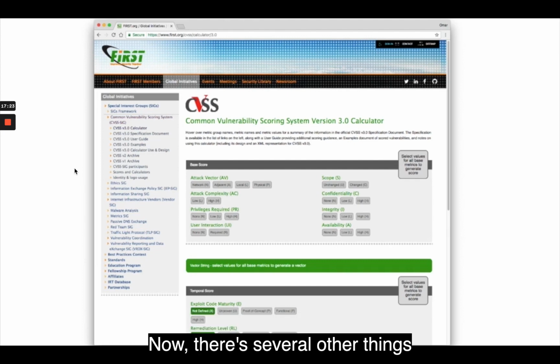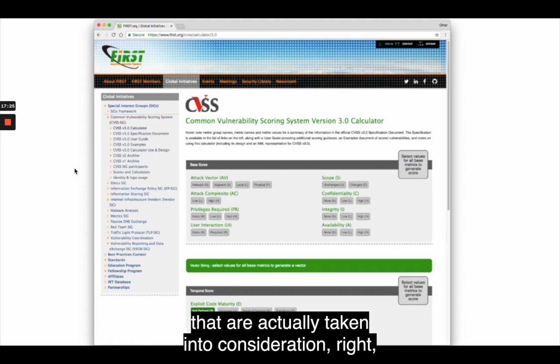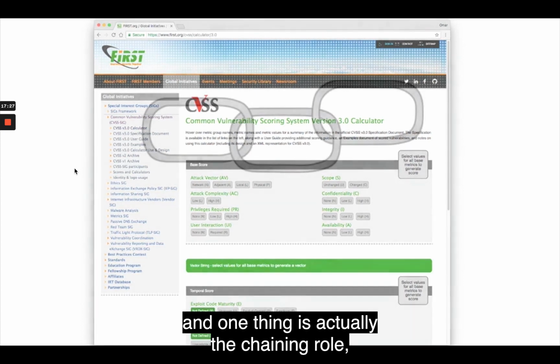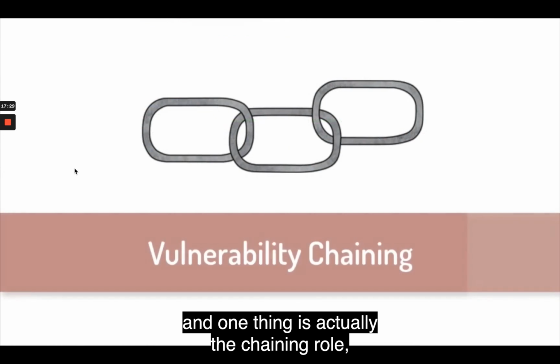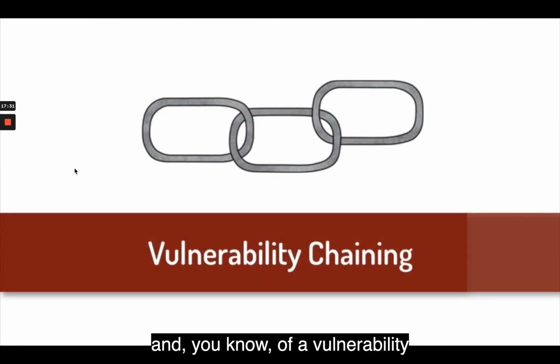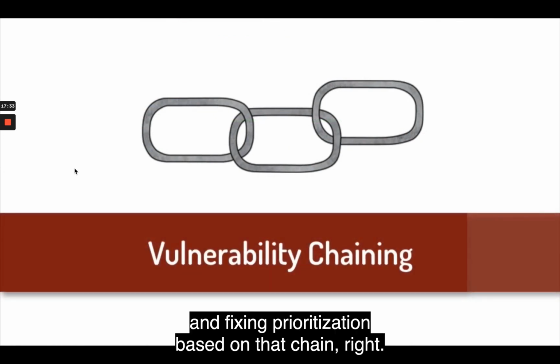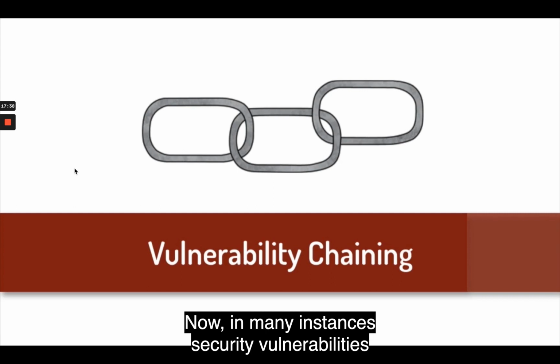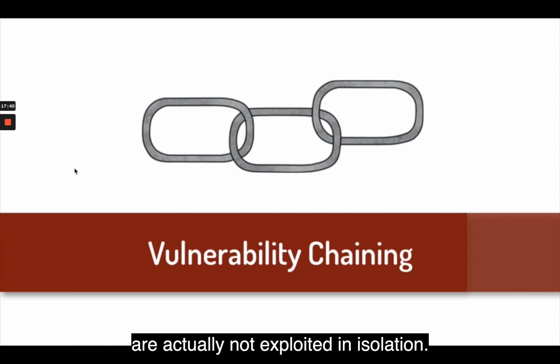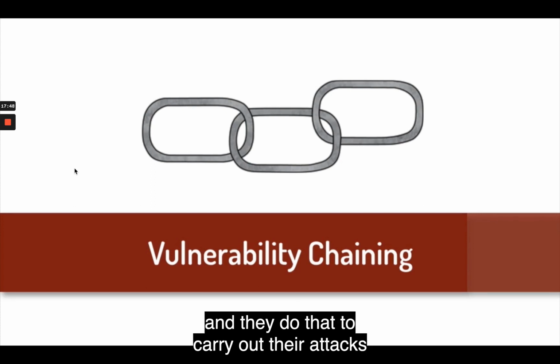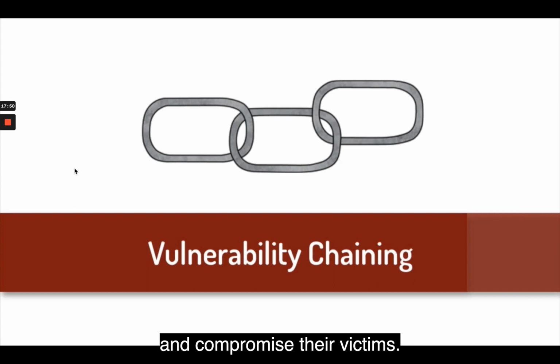Now, there are several other things that are taken into consideration, right? One thing is the chaining role of a vulnerability and fixing prioritization based on that chain, right? In many instances, security vulnerabilities are not exploited in isolation. Threat actors exploit more than one vulnerability in a chain, and they do that to carry out their attacks and compromise their victims.